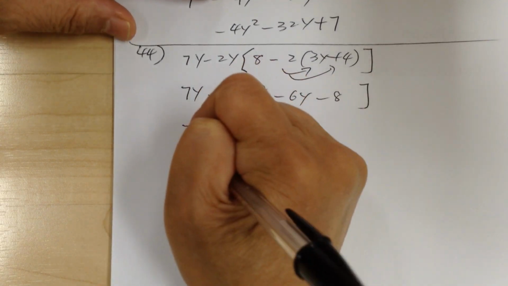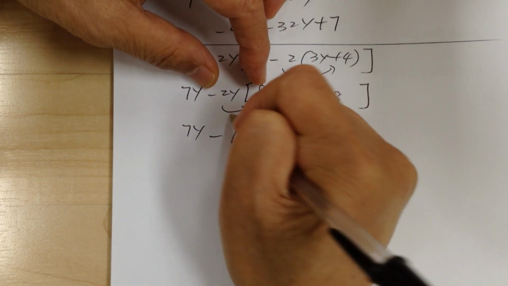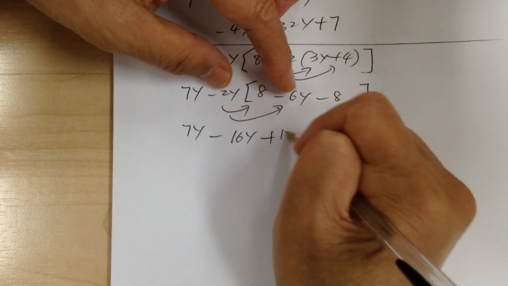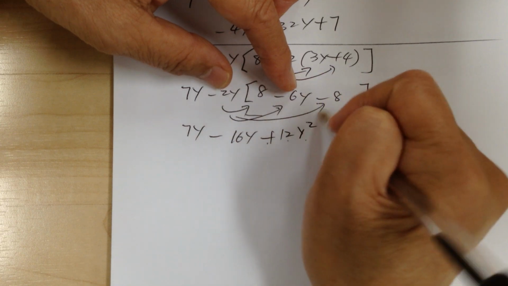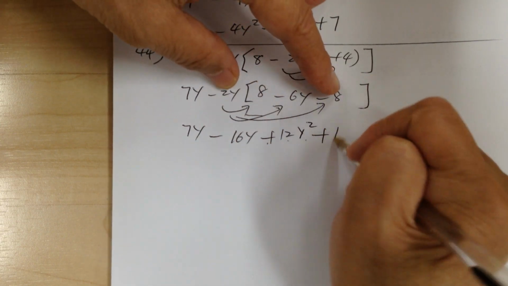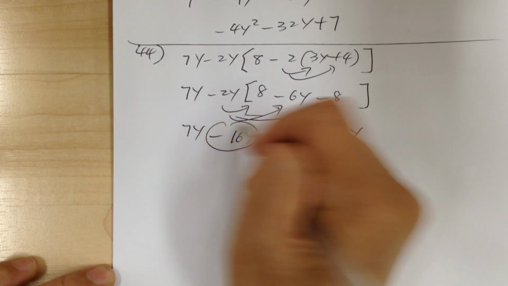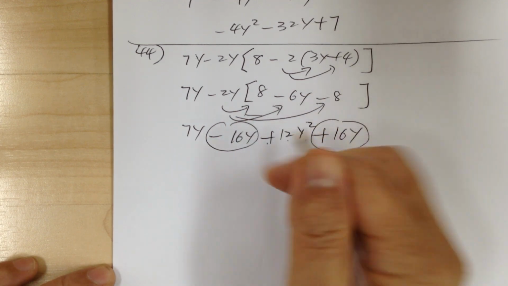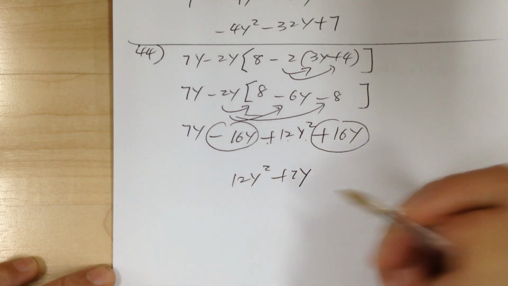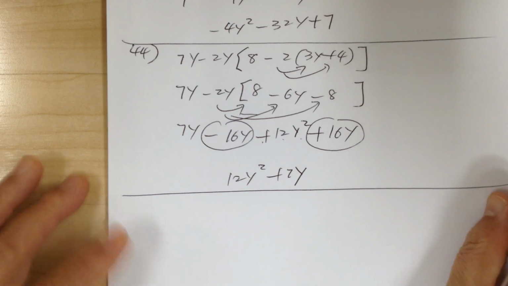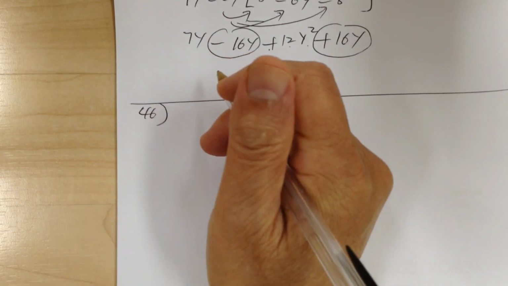And then after that, you need to distribute to get rid of the bracket. So minus 16y, multiply would be plus 12y squared, right? Sign, number, alphabet. Okay, and do the next one. Sign, number, alphabet. Then after that, you can combine the like terms, this cancels out. So you've got 12y squared plus 7y. Okay, and that's it.